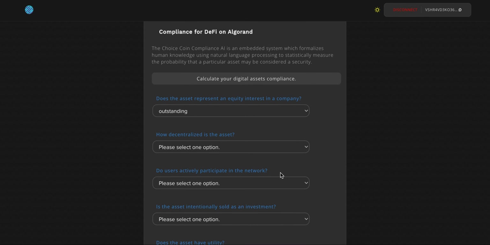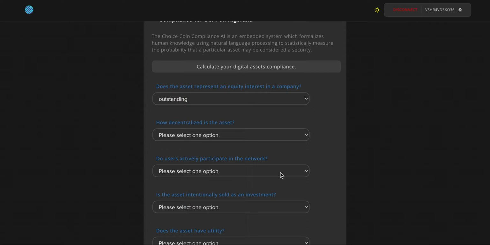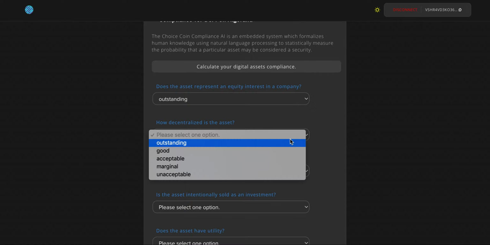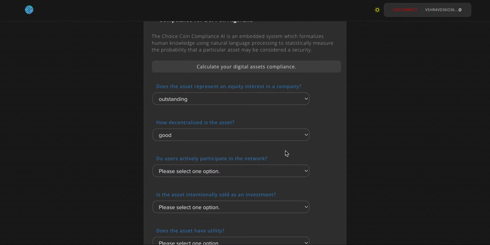How decentralized is the asset? So who are the largest holders? Where are the largest holders for the assets? And how well distributed across the network is it? So let's just say here it's good.